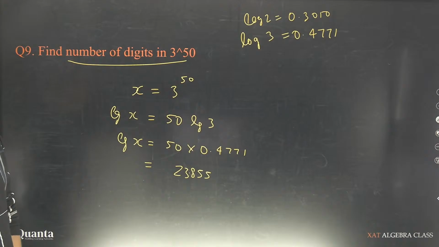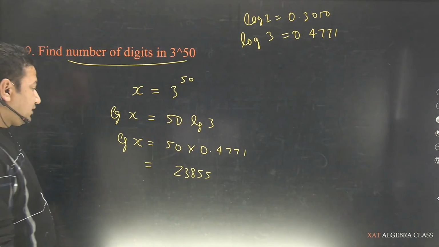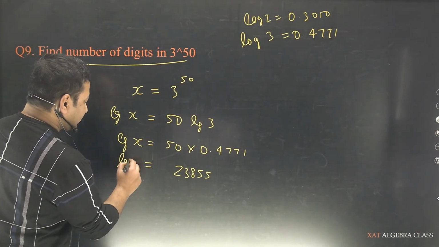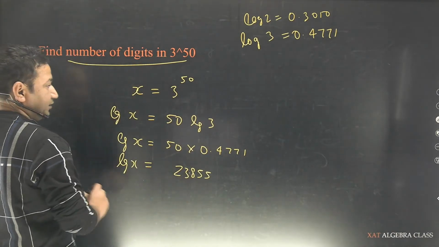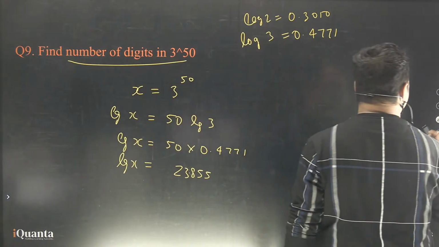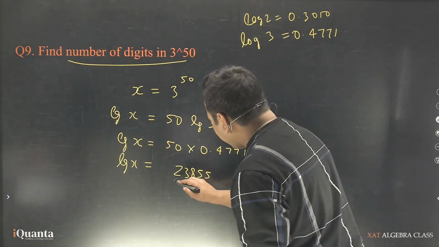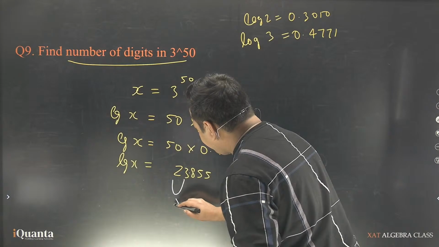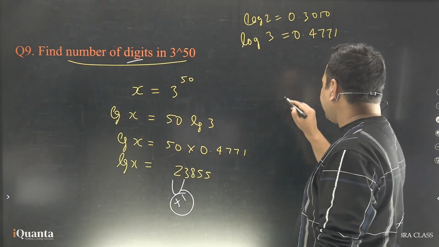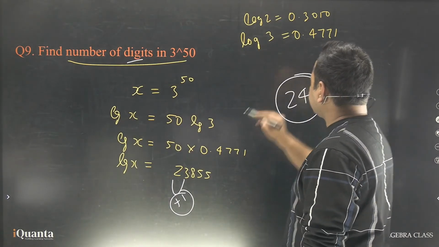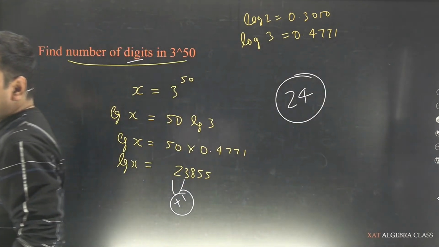So whatever the value of log is, just before the decimal point, what do we have? We have 23. So whatever we have before the decimal point, just add 1 to it to get the number of digits. 23 plus 1, 24 has to be our answer. Is that clear?